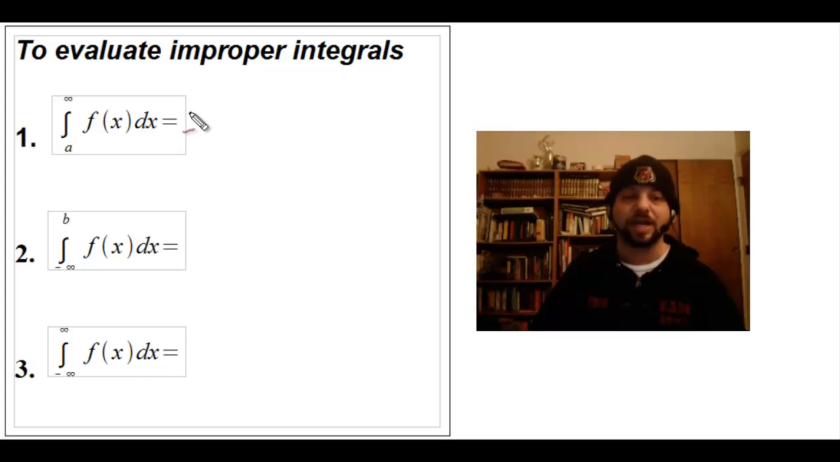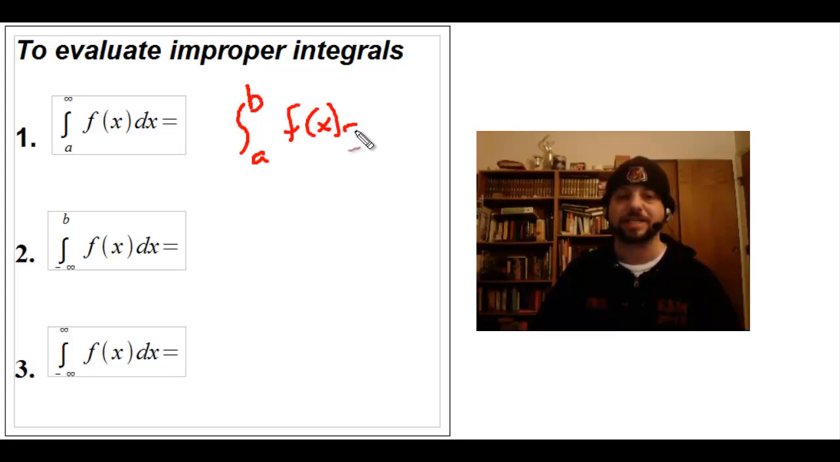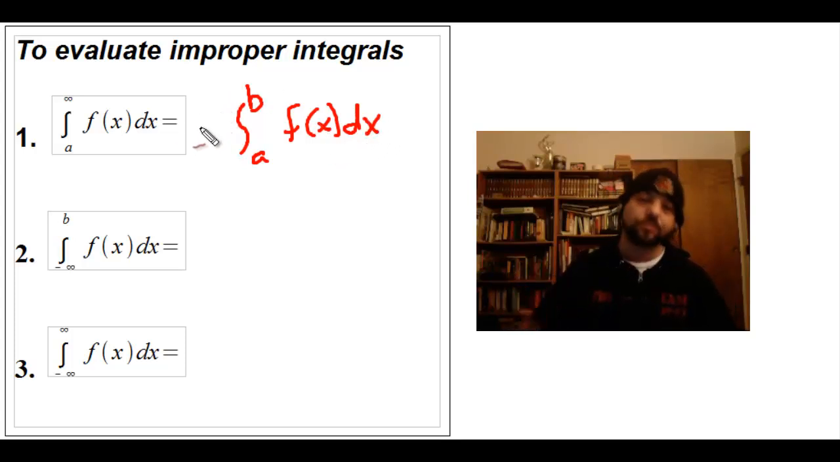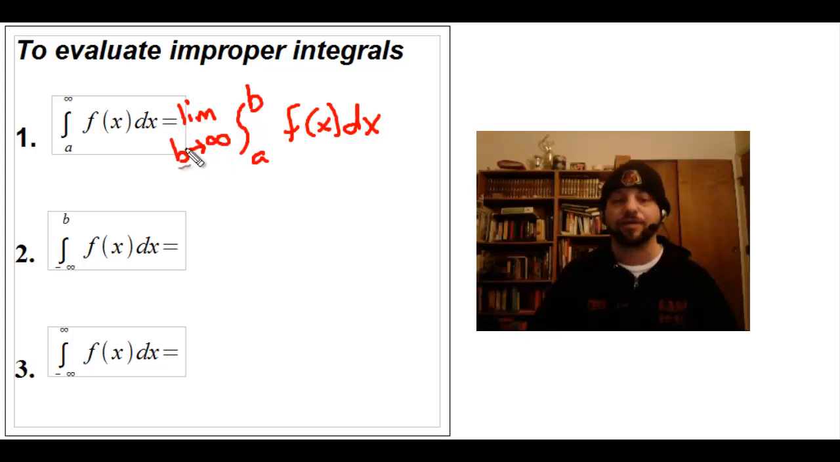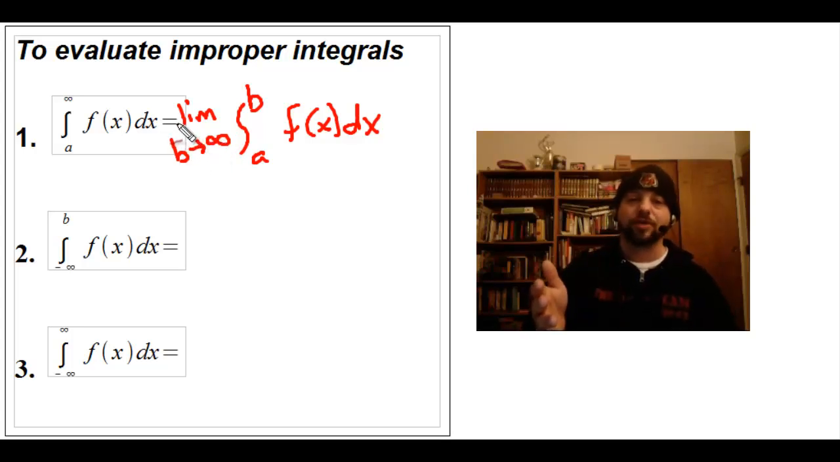The way we're going to deal with that is by actually changing the problem so that we're going from a to b of f of x dx. Now you might be saying, well, that doesn't seem right. What happened to the infinity? And we handle that situation by simply putting a limit as b approaches infinity out front of the integral. Once we integrate this, we'll plug in b, we'll plug in a as per the fundamental theorem of calculus, and then we'll end up with a limit problem that hopefully we'll be able to handle.